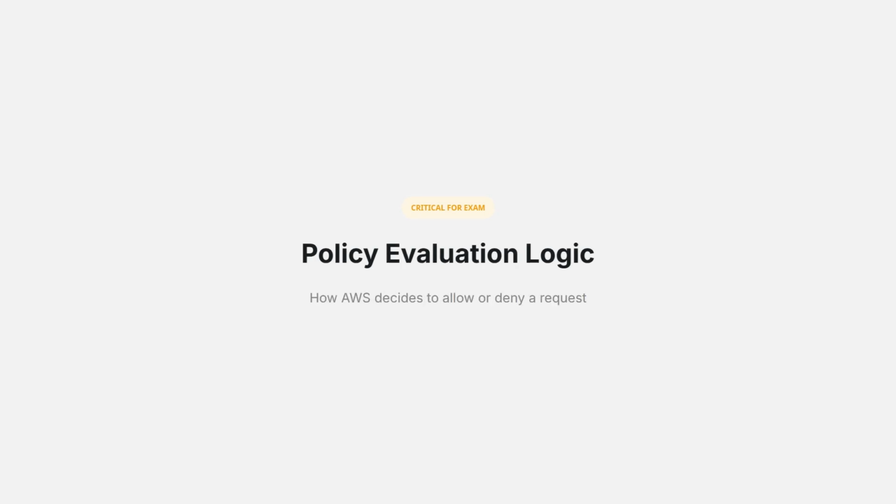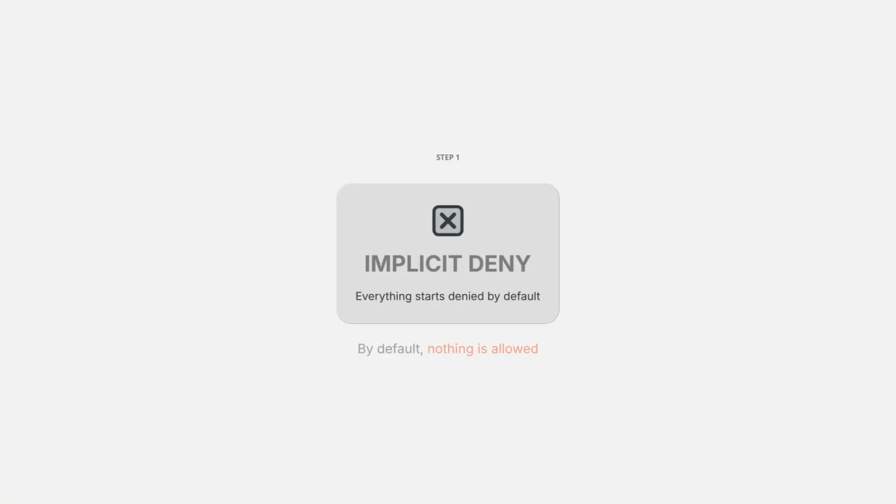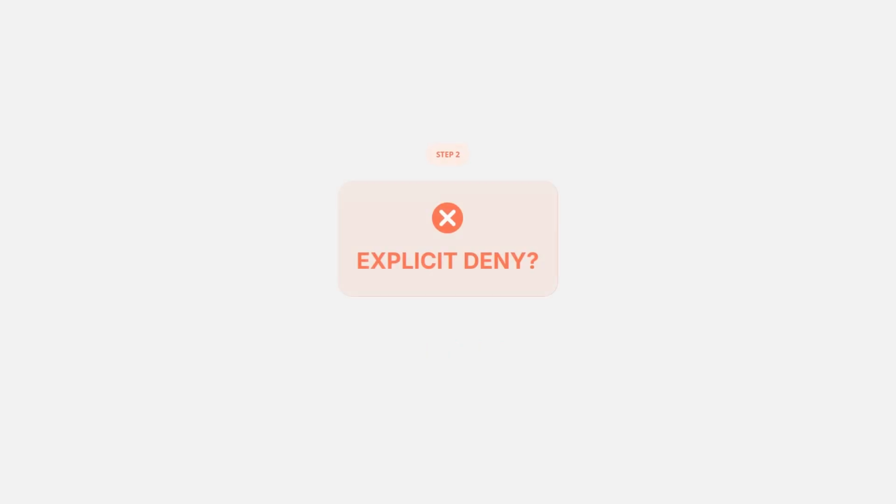Now here's where it gets critical for the exam. Policy evaluation logic. When AWS receives a request, it evaluates all applicable policies following this flow. Step 1. Everything starts with an implicit deny. By default, nothing is allowed. Step 2. AWS checks for any explicit deny. If any policy says deny, the request is denied. Period. Game over.